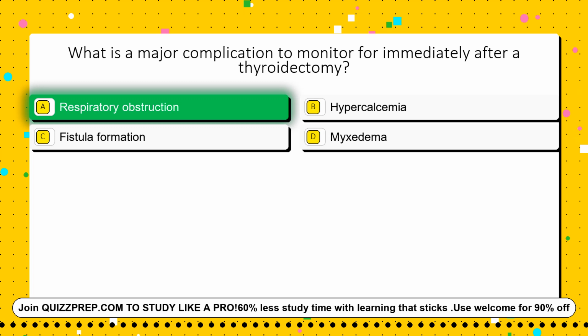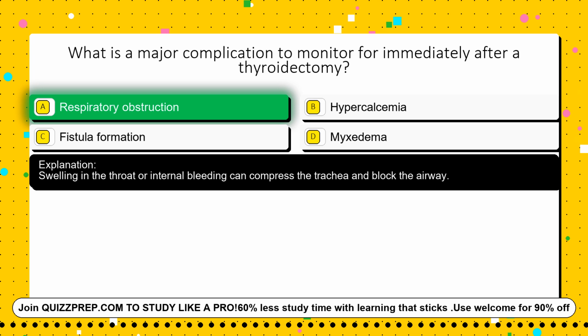The correct answer is option A. Respiratory obstruction. Swelling in the throat or internal bleeding can compress the trachea and block the airway.